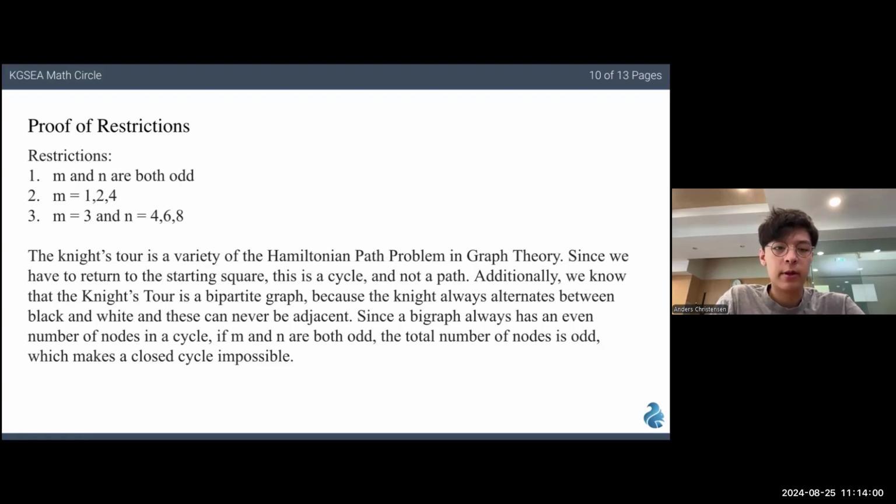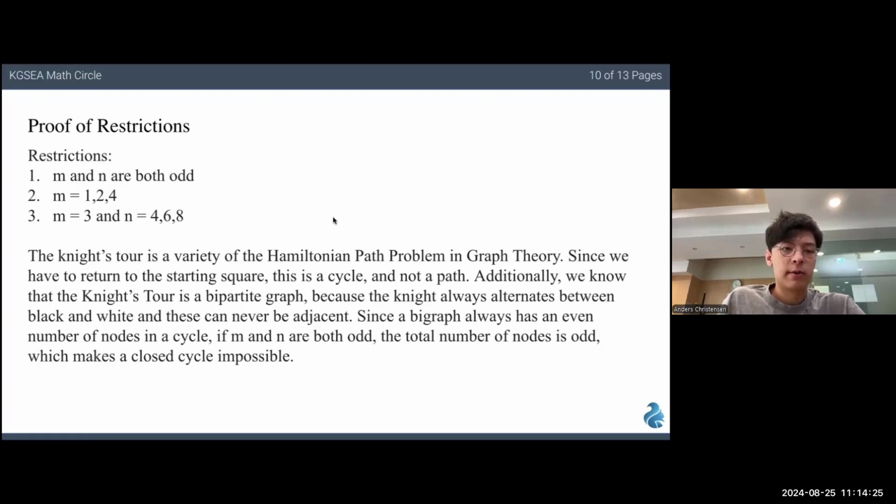And additionally, we know that the knight's graph is a bipartite graph because the knight always alternates between black and white squares, and these can never be adjacent. This is also referred to as the chameleon property of the knight. Since a bipartite graph always has an even number of nodes in a cycle, if m and n are both odd, the total number of nodes is also odd, which makes the closed cycle impossible.